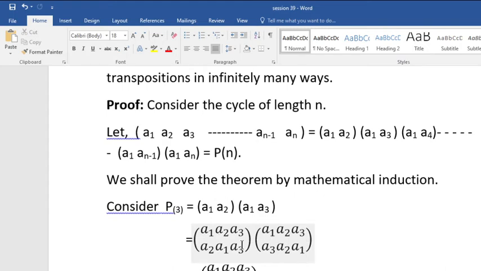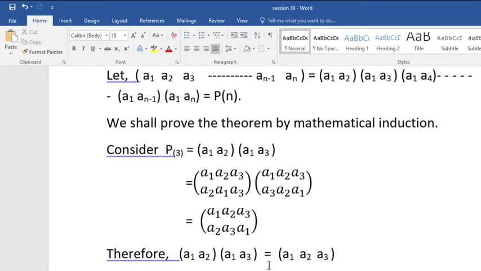So find the product of these two. Here a1 is mapped to a2, and a2 is mapped to a2. That means we get the image of a1 as a2. And here a2 is mapped to a1, and a1 is mapped to a3. Therefore, the image of a2 will be a3. And here a3 is mapped to a3, and a3's image is a1. So therefore a3 is mapped to a1. So just see this one. Therefore, we can say that the product of these two cycles is (a1 a2 a3).